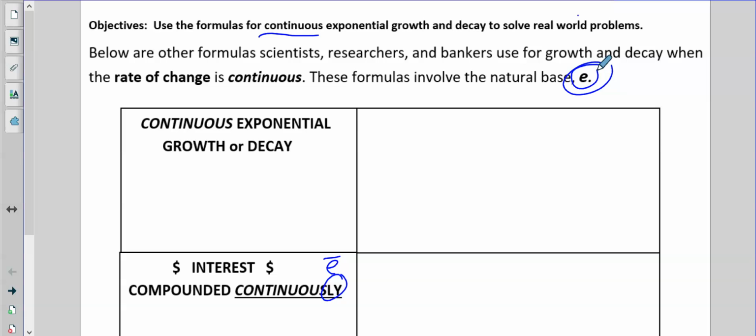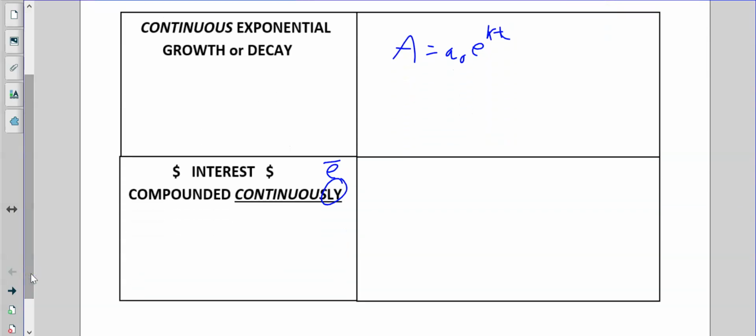Okay, so we have continuous growth or decay, which is very similar to our previous one. We're going to say A equals future value, A sub 0 with our E for continuously, and we have a k here instead of r, and t for time. Very similar idea. And then down here for money, future value, principal, E, and again, we're going to have rt here. So r is our rate. Remember, as a decimal, not as a percent.